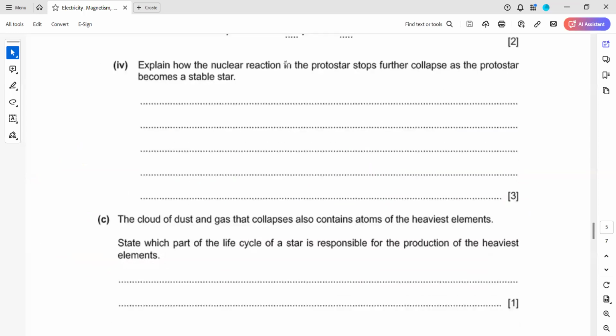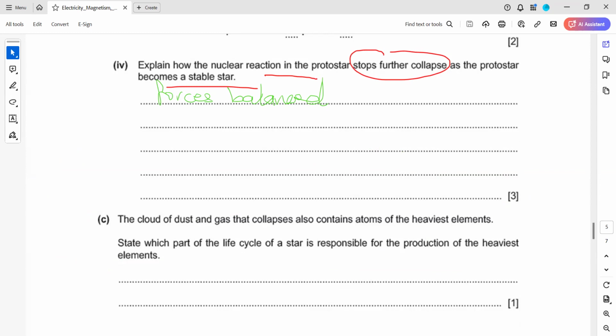Explain how the nuclear reaction in a protostar stops further collapse as a protostar becomes a stable star. So what actually happened when the protostar became a stable star? What are the terms you have to use? One thing you have to use is the term radiation pressure, which is outward. Another thing is gravitational force, which is inward. So what happened when the star collapsed? Initially, when the protostar was forming and collapsing, it started a nuclear reaction because of the high temperature.